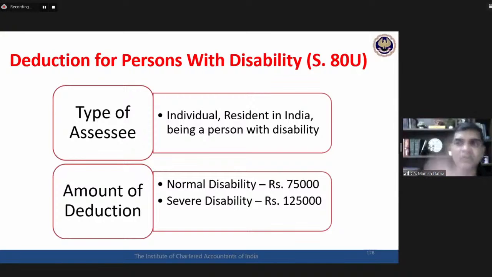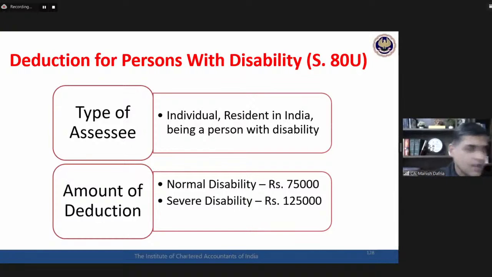So next time when you read 80DD and 80U together, you will get a better idea. You will get a better clarity. Disabled person dependent on somebody else, then that other person will get the deduction. Disabled person having his own income, he is a self-dependent person, then the same person will get the deduction. The amount of deduction is same in both the cases. Normal disability 75,000, 80% or more disability 1,25,000. Okay.